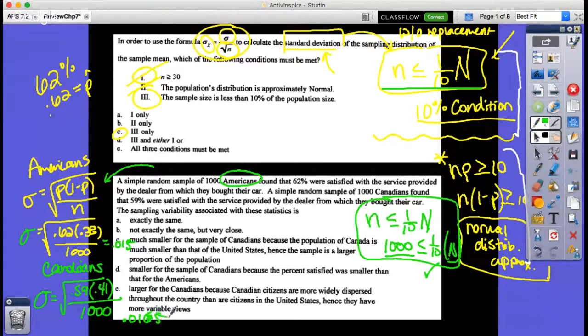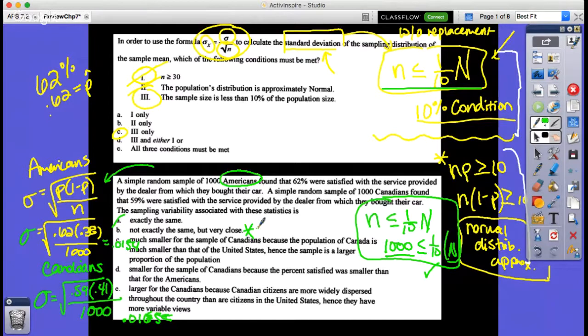So the question is, are the answers exactly the same? Not exactly the same, because one was like 5.4, one was like 5.5, right? So I can't pick A. Number 2, is it not exactly the same, but very close? I'm going to come back to that when that looks good.